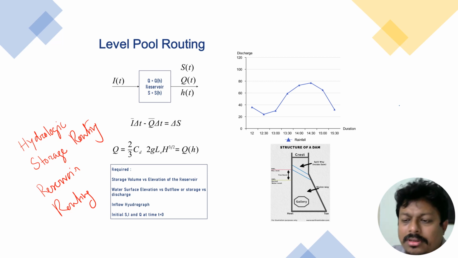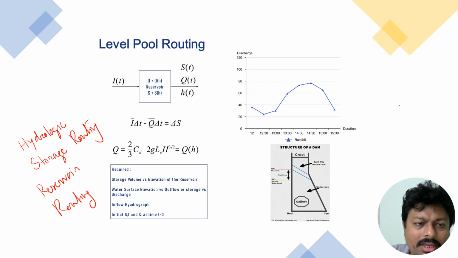So I have already discussed what routing is, what its classification is, what hydrologic routing is and what hydraulic routing is. So we are discussing level pool routing. We will discuss this as a hydrologic storage routing. This is basically an example of hydrologic routing.